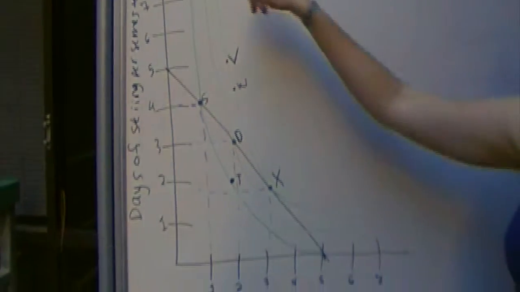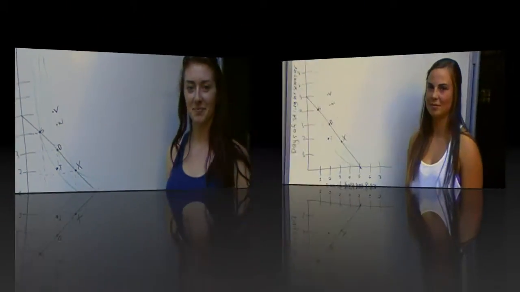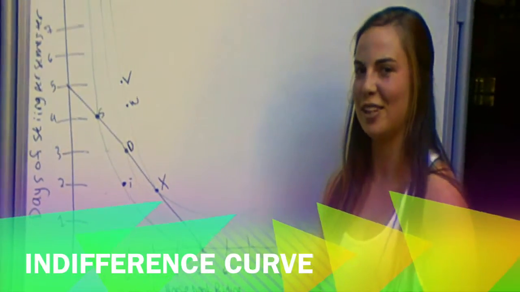This week on the girls' room, we're going to be talking about the budget line, as shown right here, as well as indifference curves between days of skiing per semester and days of horseback riding per semester. Now let's talk about indifference curves.